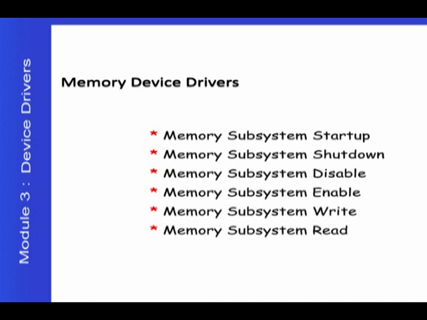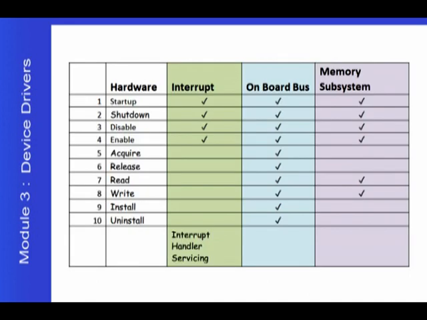Memory subsystem disable. This is the function which allows software to disable memory related hardware. Memory subsystem enable. It allows software to enable memory related hardware. Memory subsystem write. It refers to storing data into memory. Memory subsystem read. It refers to reading data or retrieving data from memory. The table shows a summary of the functions of various categories of device drivers.